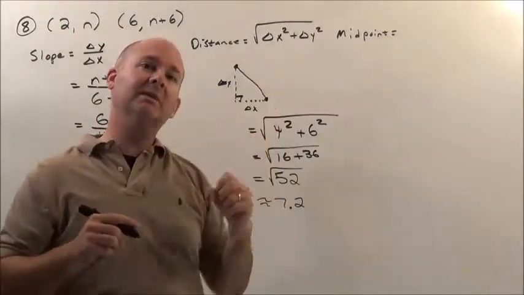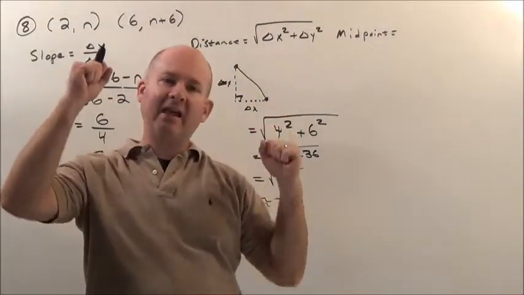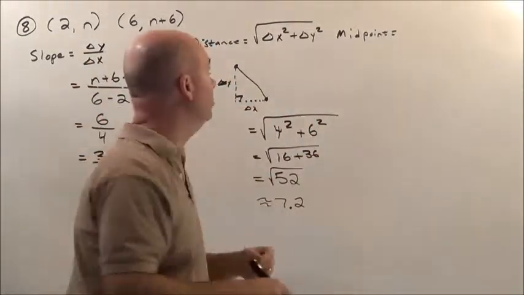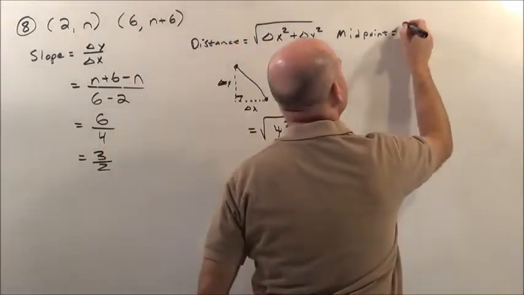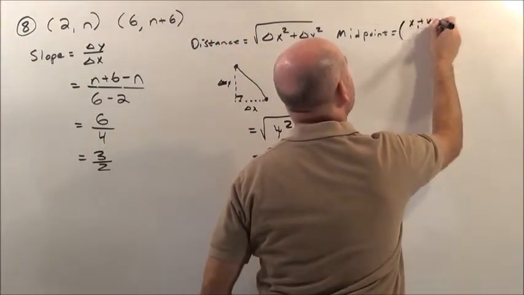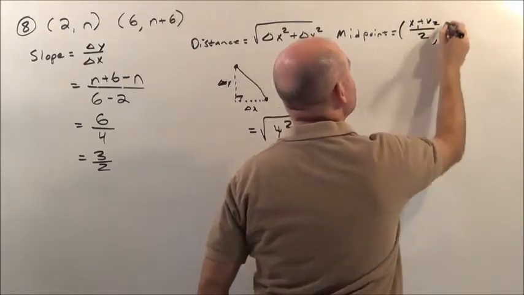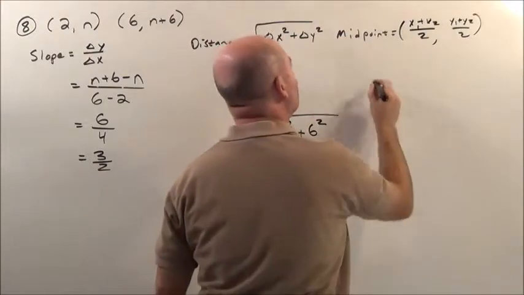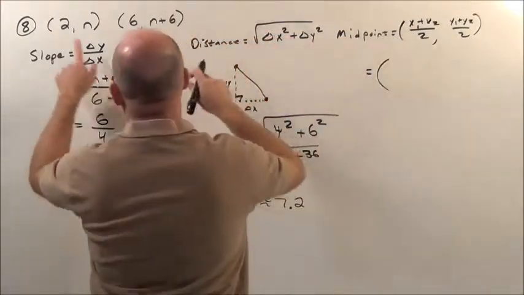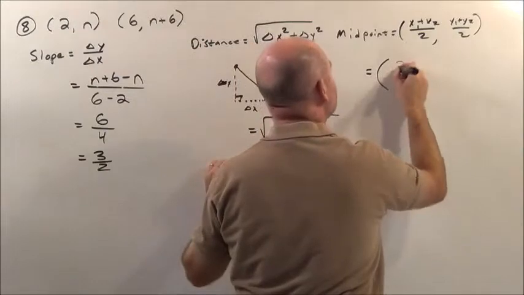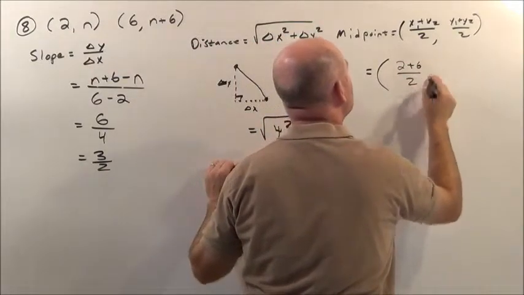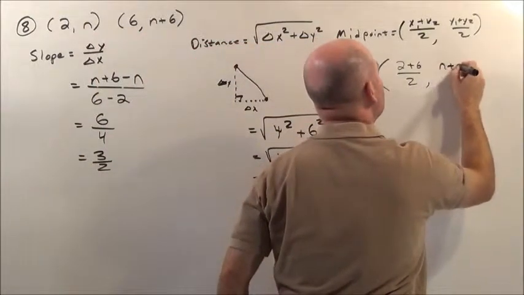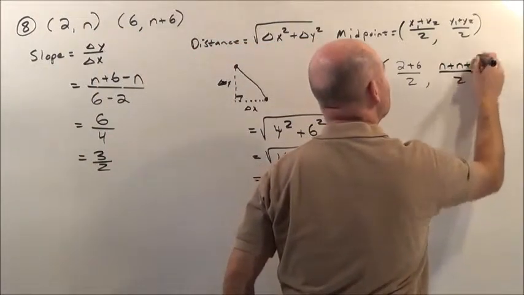Now the midpoint. The midpoint is the middle point. It's like finding the average of 2 grades. How do you find the average? You add them together and divide by 2. So to find the midpoint, we add our x's together, the first x and the second x, divide by 2. Then add our y's together, divide by 2, and that'll be the middle point. So let's add our x's together. 2 plus 6, divided by 2. Add our y's together, n plus n plus 6, divided by 2.